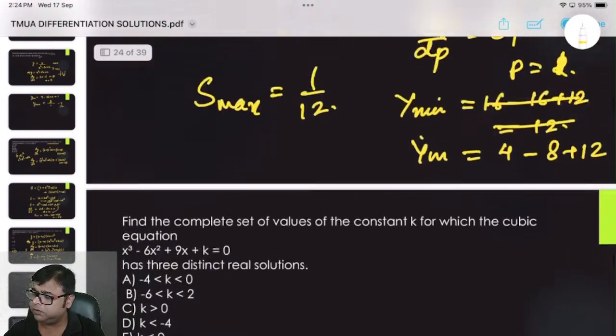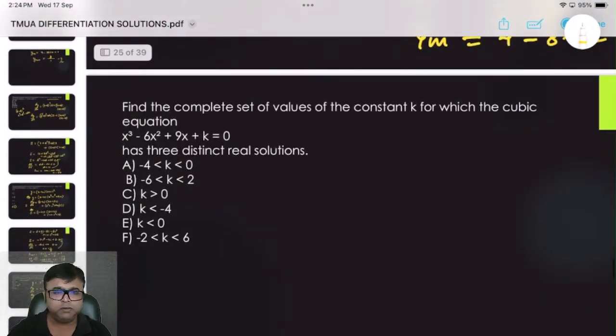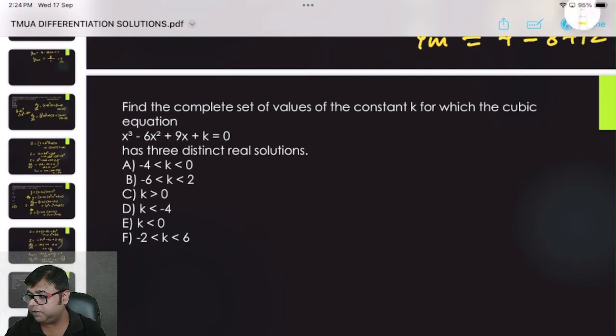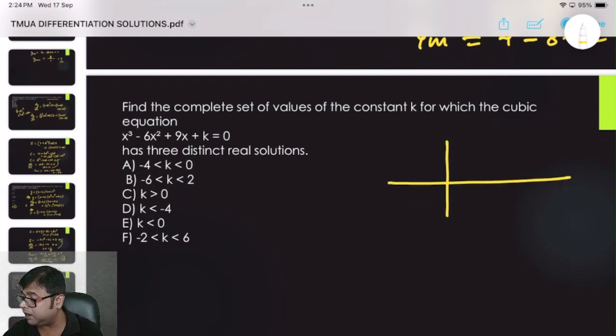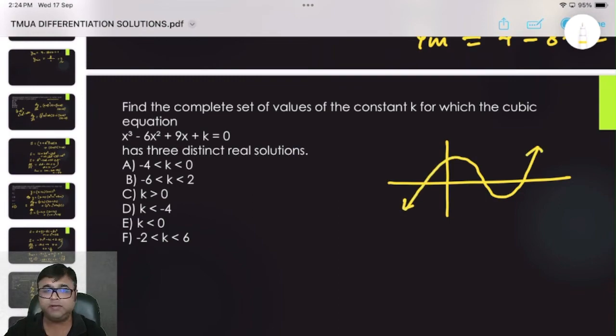Right, so now let's move on to the next question. It says find the complete set of values of the constant k for which the cubic equation has three distinct real solutions. Now it's a very interesting question. Three distinct real solutions. Now for this, if I draw a graph of the cubic, it will be like this. So the graph is something which you should know, if it has three distinct solutions.